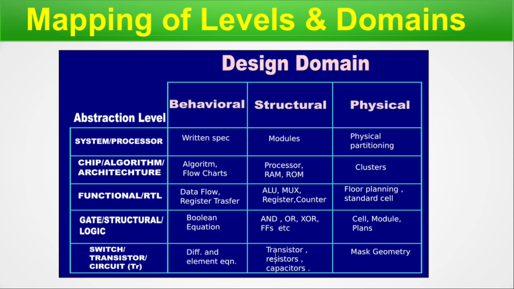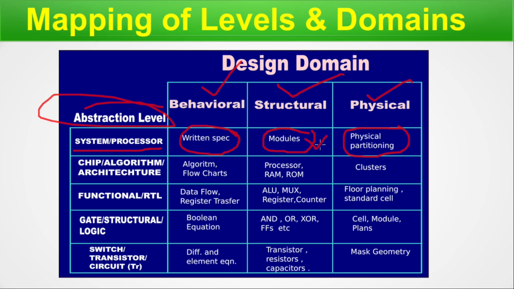So here you can see that we have our abstraction level and different domains: behavioral, structural, and physical. So you see the 3 axes of the Y chart here. Now system or processor level, right? It is there. Behavioral, it is represented as written spec. Structural in terms of module, and physical in terms of physical partitioning, talking about the layout here.